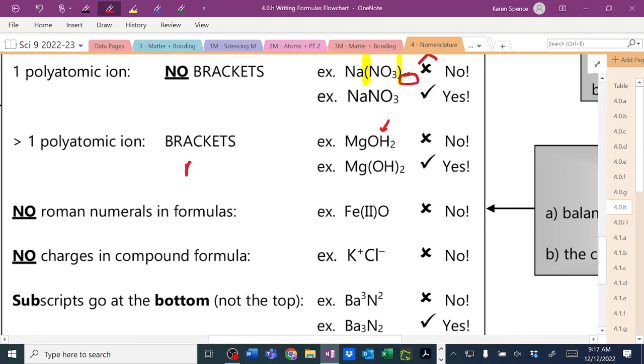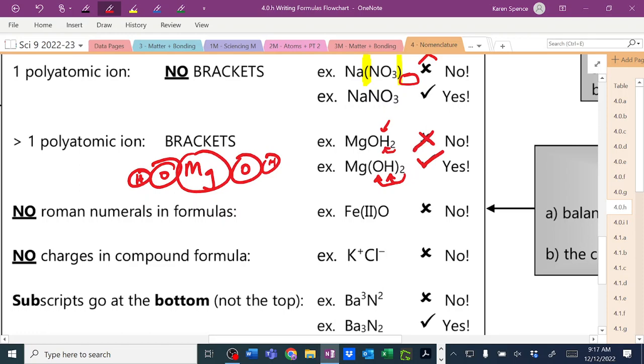No, because what I have is Mg, an O and an H, and an O and an H. If I just have this, there's only two H's, not two O's. If I have this, then it applies to both of them. So this is a yes, this is a no.